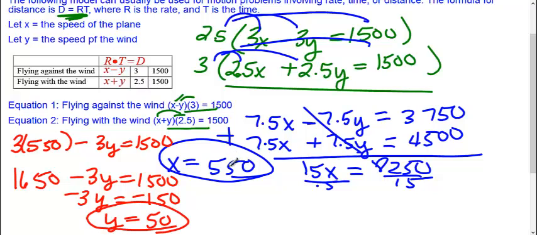So x is the speed of my plane. It's going 550 miles per hour. And y is the wind. So the wind is going 50 miles an hour.